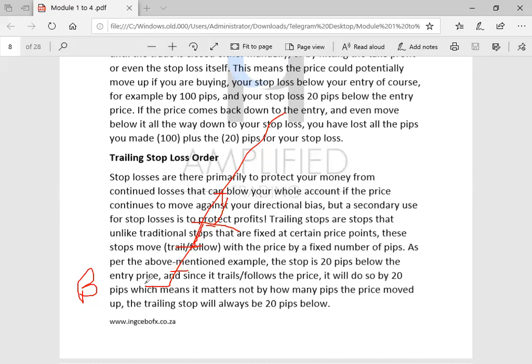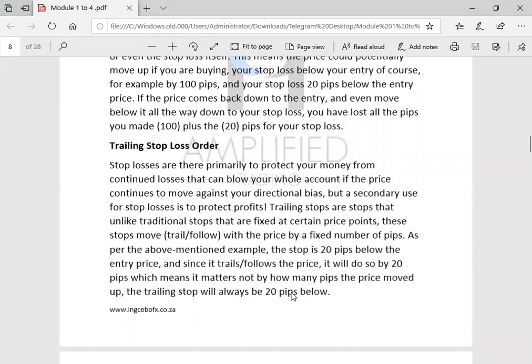So if you bought here and the market rises in your direction about, let's say, 80 pips and then pulls back 20 pips, then it hits your stop loss, that trailing stop loss. That means at least you got this amount of profit there. So the trailing stop is effective, especially so if you want to book some profits along the way.